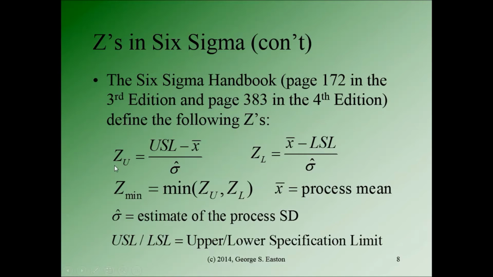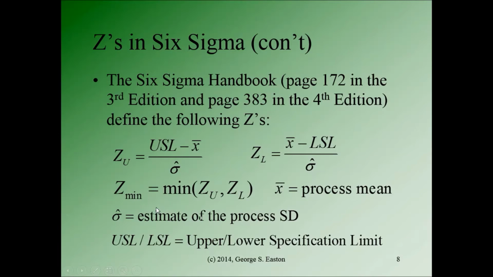They define Z sub U, for Z upper, which is the upper specification limit minus the process mean divided by an estimate of the process standard deviation. They also define Z sub L, for Z lower, which is the process mean minus the lower specification limit divided by the estimate of the process standard deviation. Both Z sub U and Z sub L are defined so that they will be positive numbers if the process mean is between the specification limits.